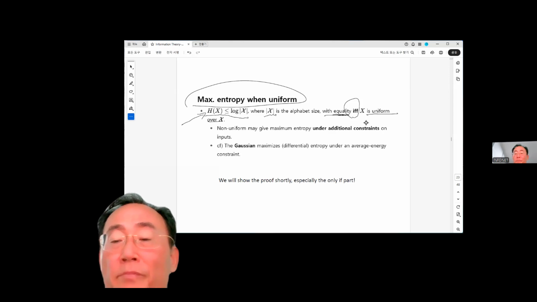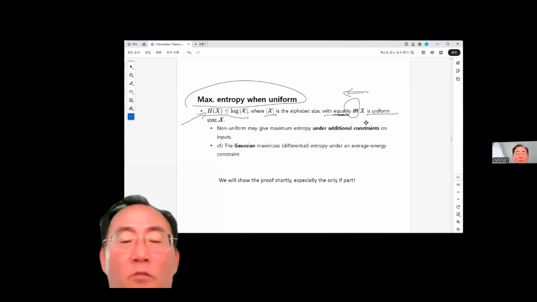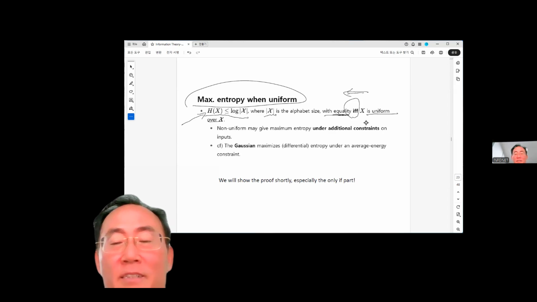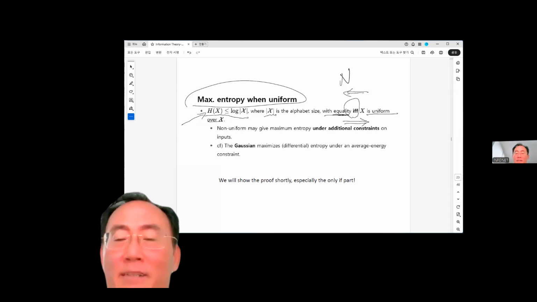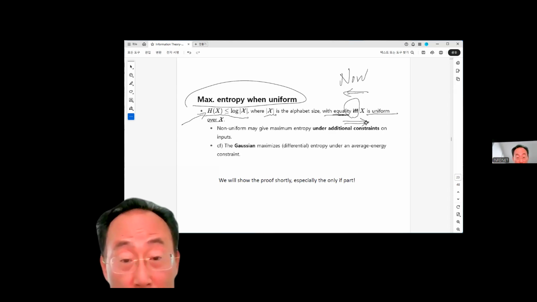Here, this part is easy to prove, right? When X is uniform, equality is achieved, is easy to prove. We will do it right away, right? But that part, going this way, okay? Equality only if X is uniform. That is difficult. We'll do this a little later, okay? This one later. This one, we'll do it now, okay? So let's take a look, okay?